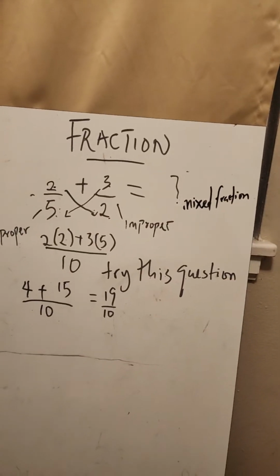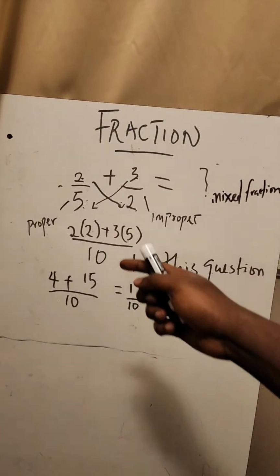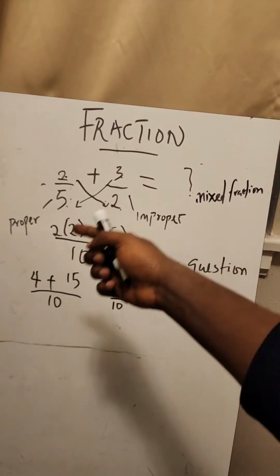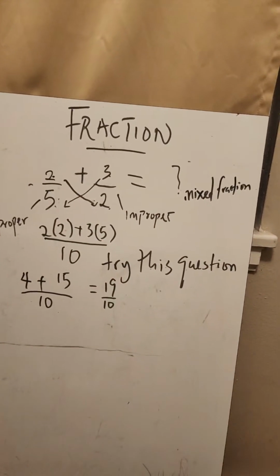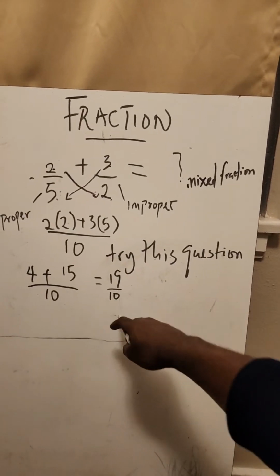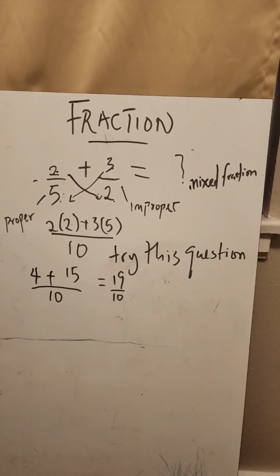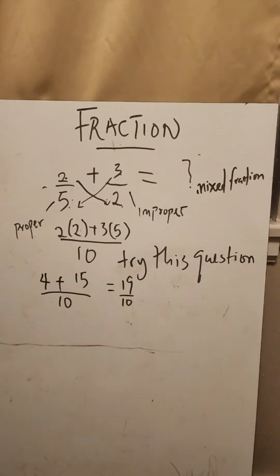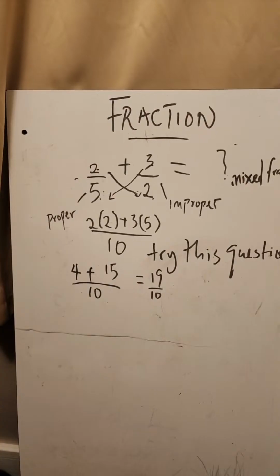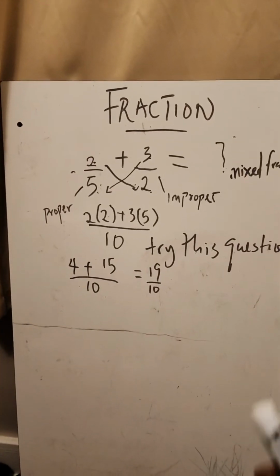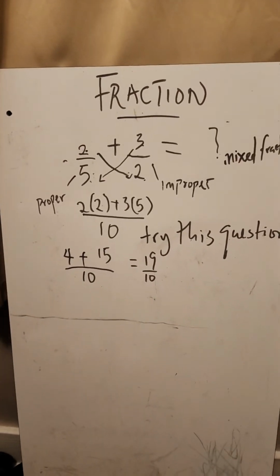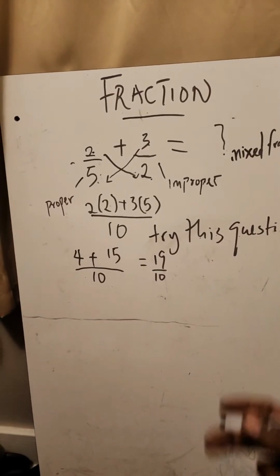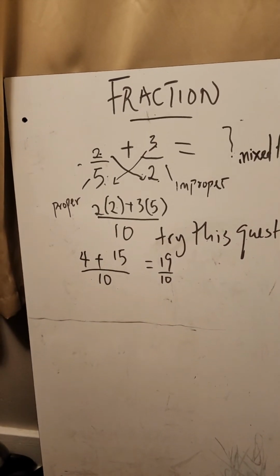Now, what I did was to add the two together, the improper fraction and the proper fraction. At the end of the day, I got my answer to be 19/10. So if you look at 19/10, what kind of fraction is this? Is this improper fraction or proper fraction? Can you just put your answer in the comment section? What kind of fraction is 19/10?